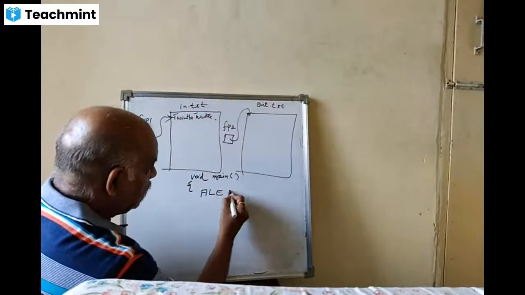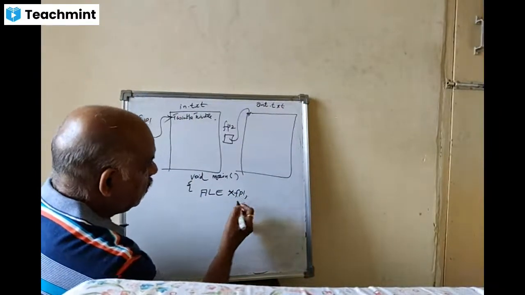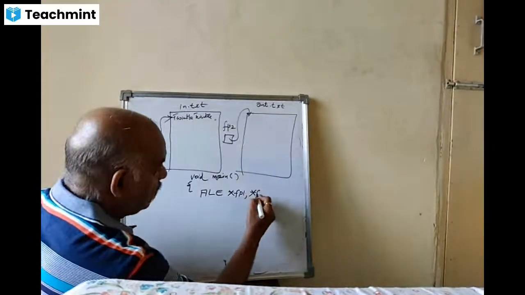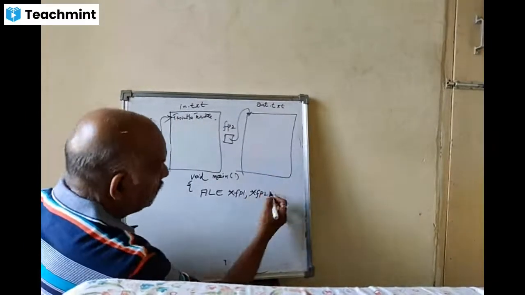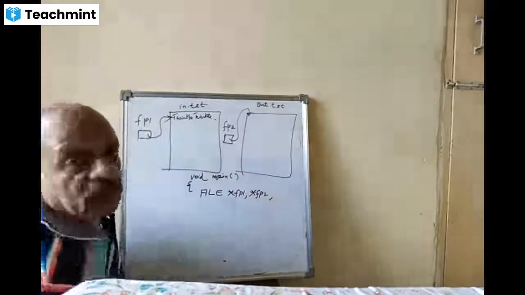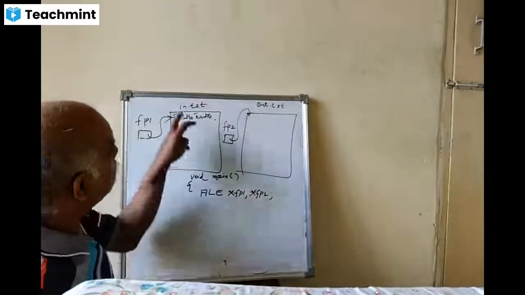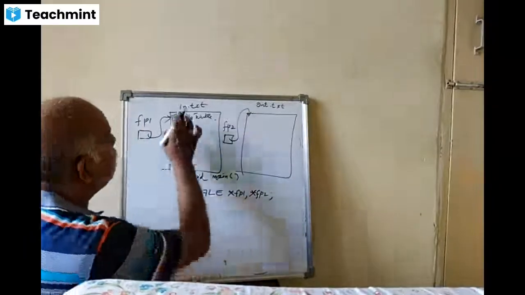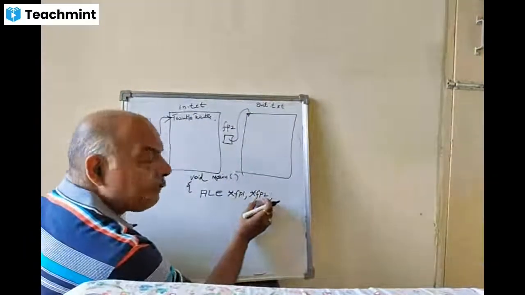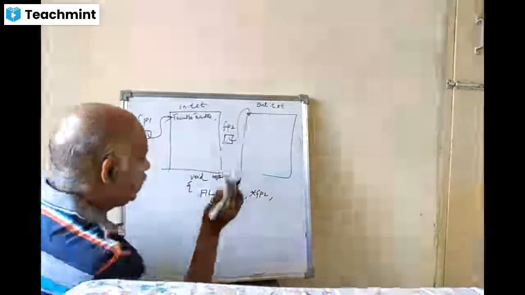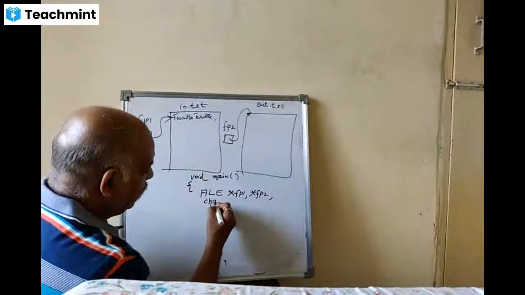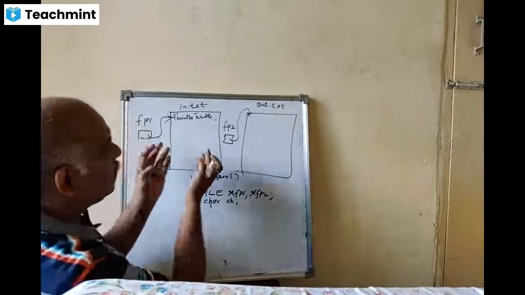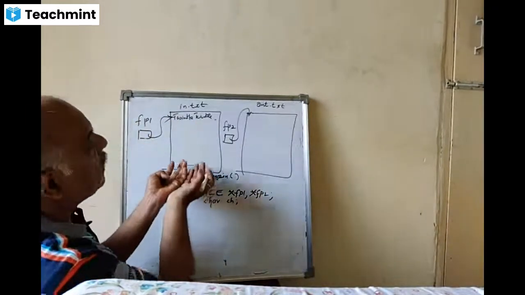File declaration FP1. This FP1 is pointing to in.txt, and FP2 is pointing to out.txt. So FP1 is a file pointer pointing to the file in.txt. FP2 is a file pointer pointing to the file out.txt. So you are reading a character, for that I will write c. It should be open in read mode, then you read the character.